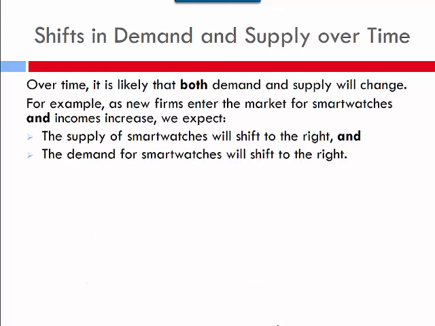Okay, now, more than likely though, over time, both supply and demand will shift. Things are happening on both ends of the spectrum, and so we would see supply and demand shift. So in this example, it says, okay, what if we have new firms entering the market, so that's the supply shifting to the right, and at the same time income increases, so the demand would be shifting to the right, all right? So I could do it like this, all right?